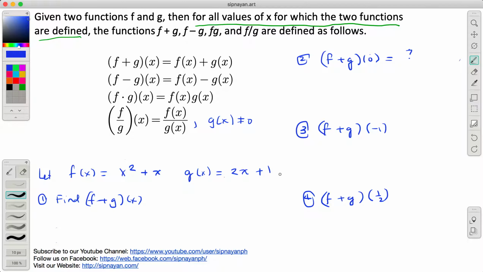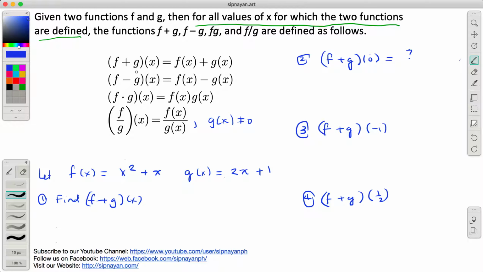In this video, we'll continue our series on operations and functions, and we will solve several examples on how to add two functions. So we have two functions: f of x equals x squared plus x and g of x equals 2x plus 1. Number one is find f plus g of x.